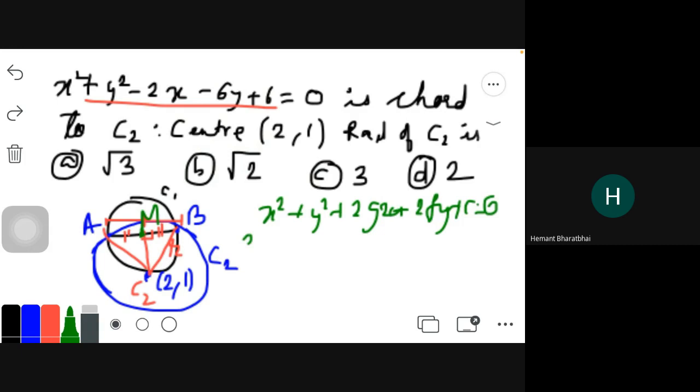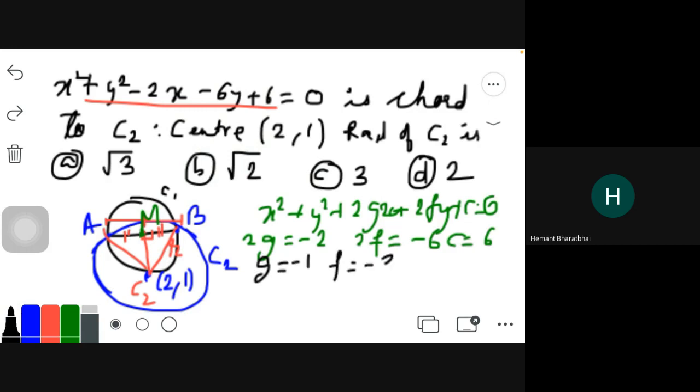Then I'll get 2g equals minus 2, 2f equals minus 6, and c equals 6. So from there I'll get g equals minus 1, f equals minus 3, c equals 6. So I'll get the center. Center we know is minus g comma minus f, so it will be 1 comma 3. So the center of the first circle is 1 comma 3.